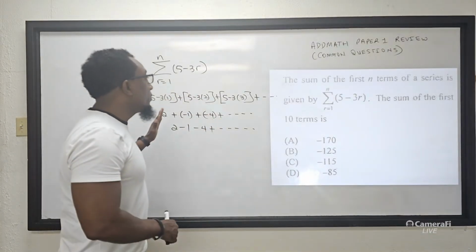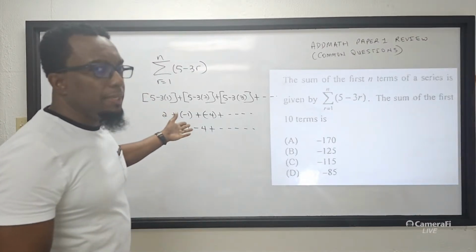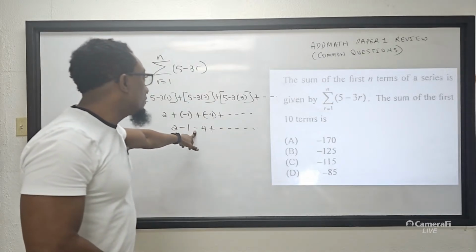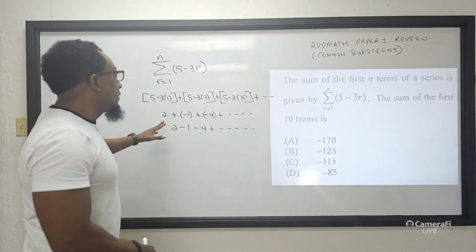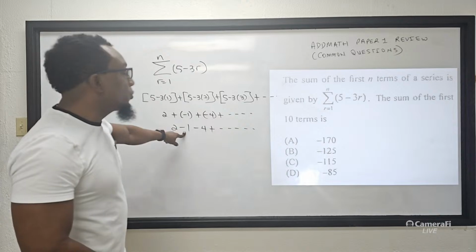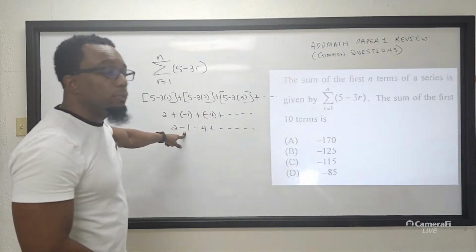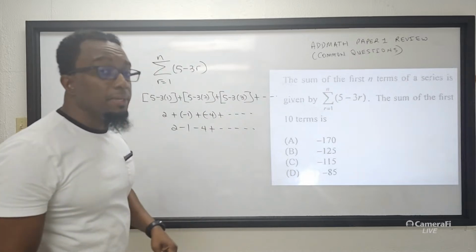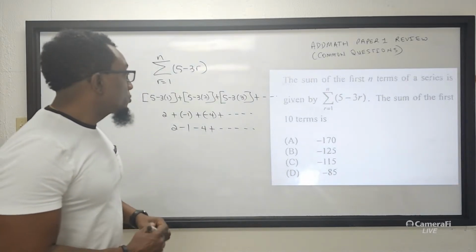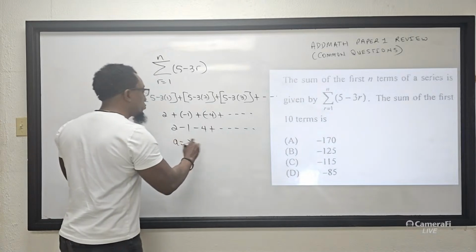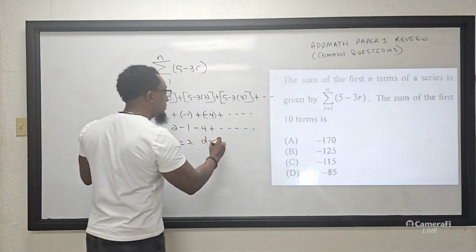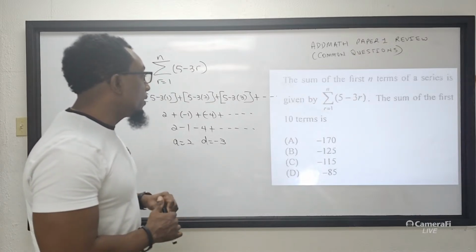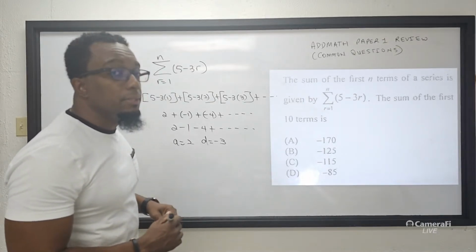But what you can do when you set it up as such, you can identify the type of series. If you look, this is 2, subtract 1, subtract 4. Now, if I subtract 3 from 2, I get negative 1. If I subtract 3 from negative 1, I get negative 4. Which will tell me that this series here is an arithmetic series, it's an AP. So I know that my first term is 2, and my common difference d is negative 3. Alright? And therefore, what I can do now is find the sum to 10 terms.